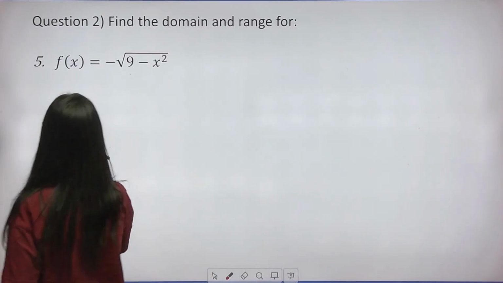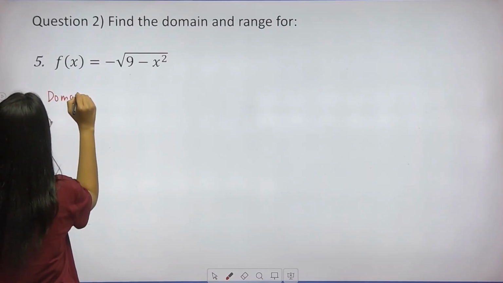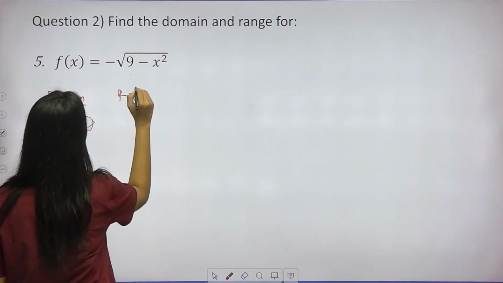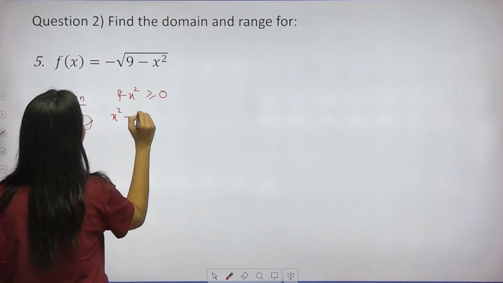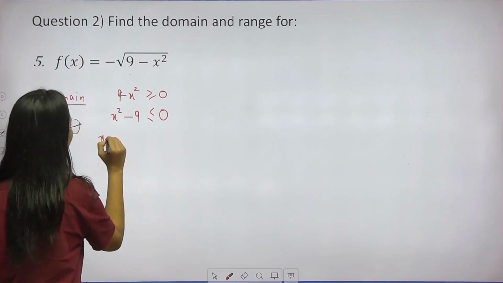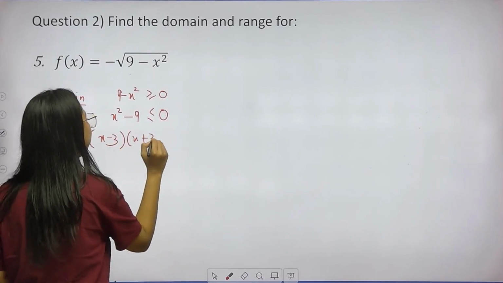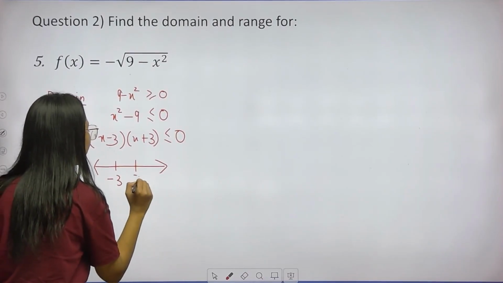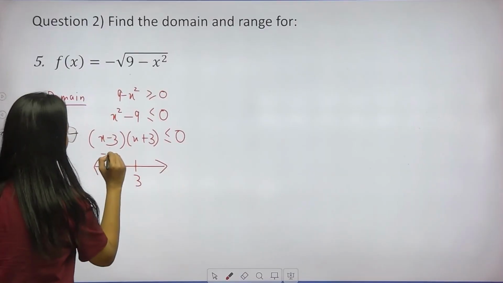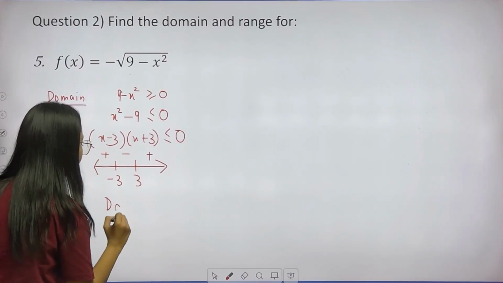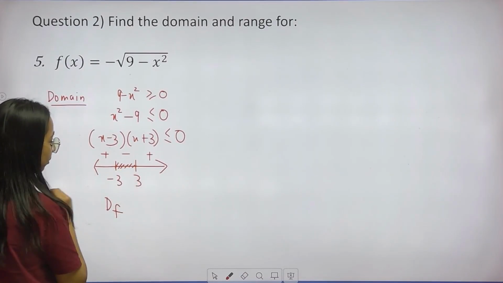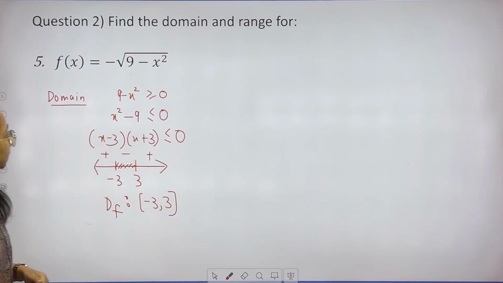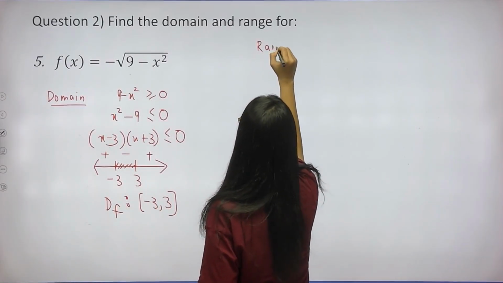Okay. Next, let's find the domain and range of this question as well. Domain we have already found. I'll do it quickly. So 9 minus x square is greater than or equal to 0. x square minus 9 is less than or equal to 0. x minus 3 into x plus 3 is less than or equal to 0. Let's make a number line. We have minus 3 and 3 as two critical points. So we get positive, negative and positive. So for the domain, we'll take the negative portion. So domain becomes minus 3 till 3. Clear?